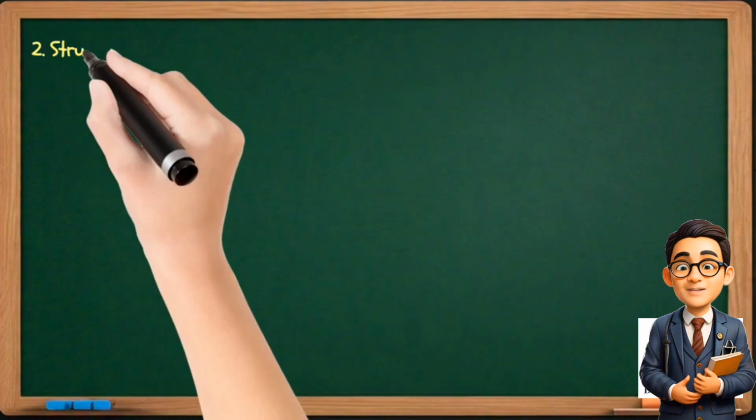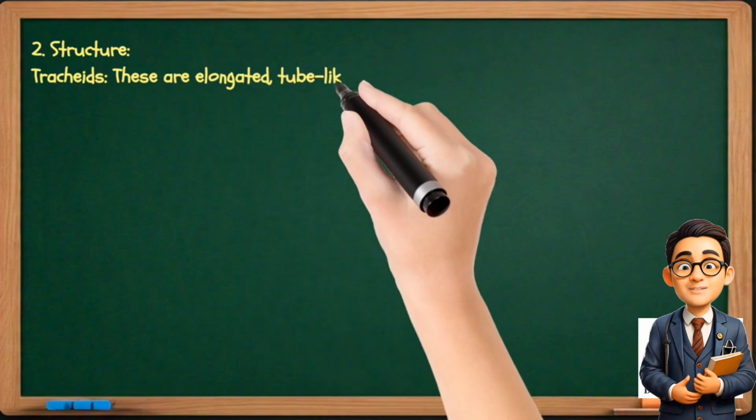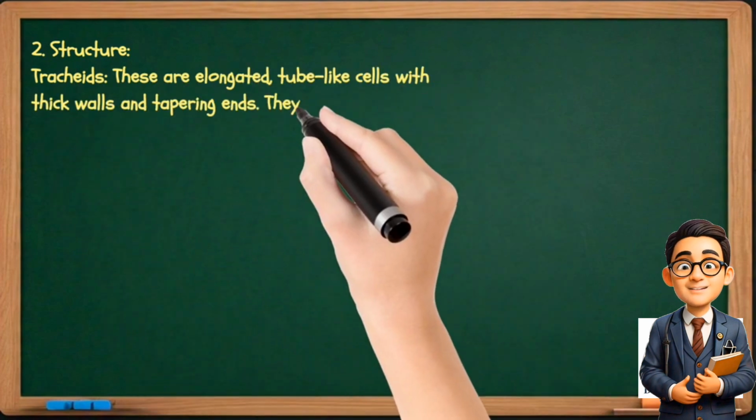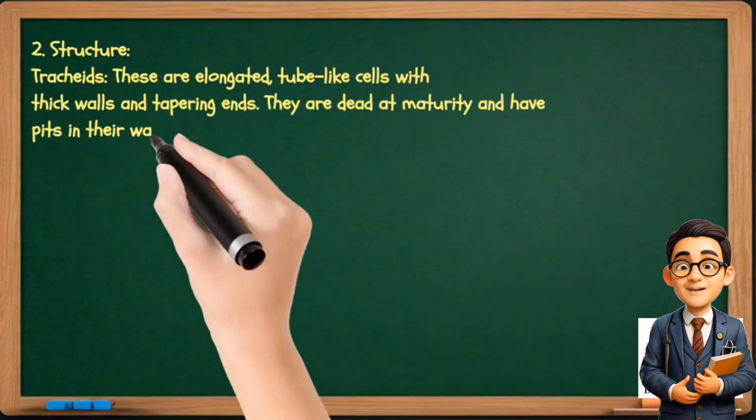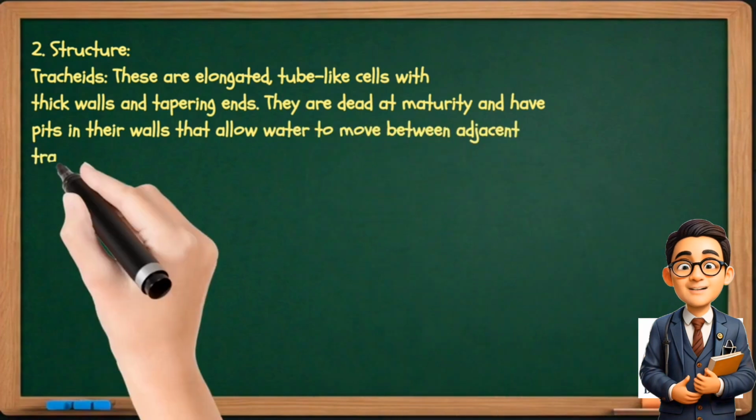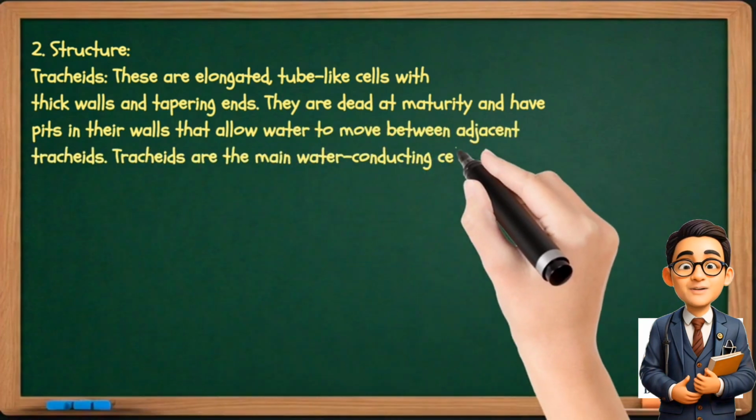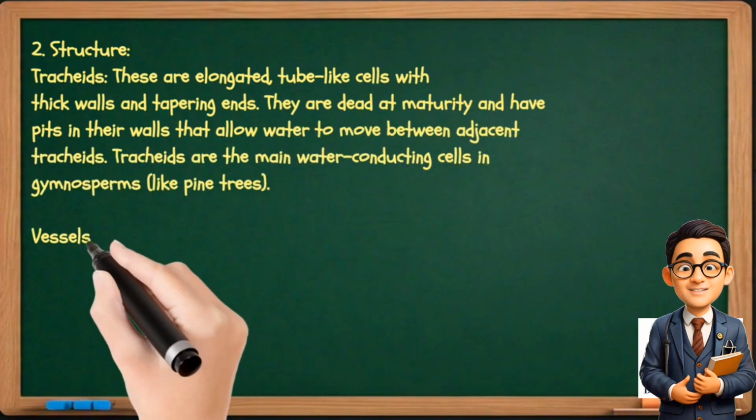2. Structure. Tracheids. These are elongated, tube-like cells with thick walls and tapering ends. They are dead at maturity and have pits in their walls that allow water to move between adjacent tracheids. Tracheids are the main water-conducting cells in gymnosperms, like pine trees.